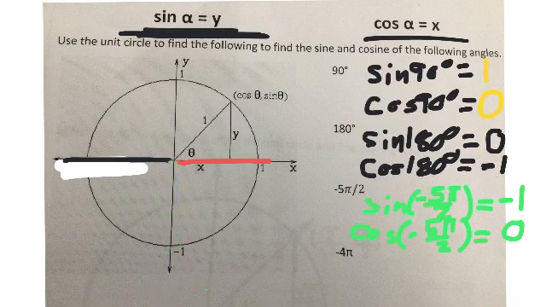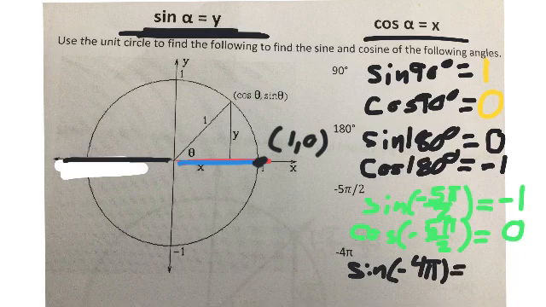Okay, and then my last rotation is negative 4 pi. So again, because it's negative, I'm going clockwise. So this would be negative pi, negative 2 pi, negative 3 pi, negative 4 pi. Now my initial side and my terminal side are the same. So what is this endpoint? That is the coordinate (1, 0). So we know sine at negative 4 pi is the y value. Cosine at negative 4 pi is the x value.